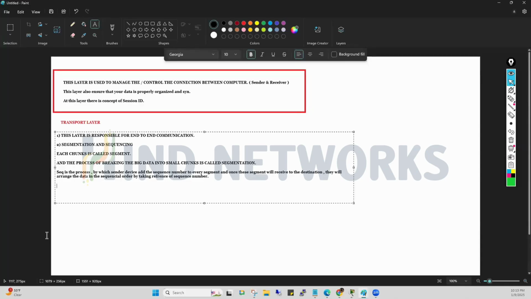I hope now you guys understand segmentation and sequencing. Clear, guys? Everyone? Yes or no? Tell me, guys. Is this clear?